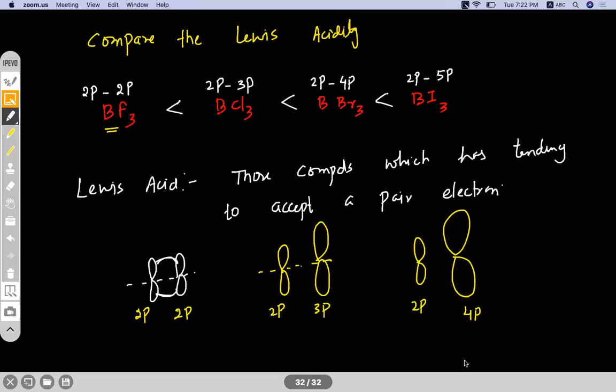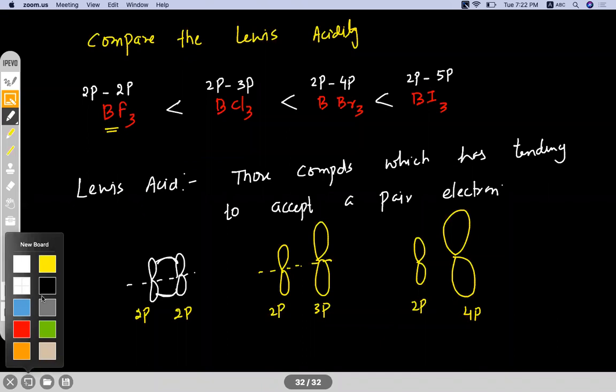More, back bonding. Okay, fine. No problem. I'll explain this again, one second. Actually, all these molecules have a similar kind of bonding.